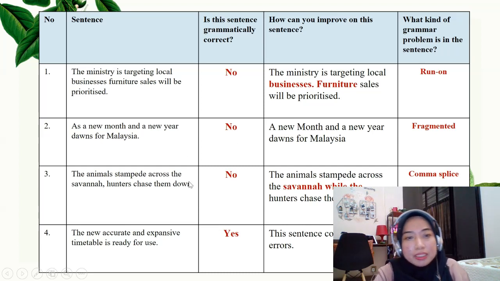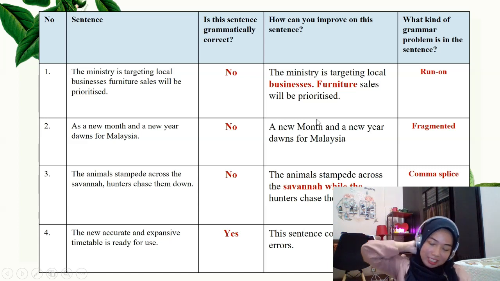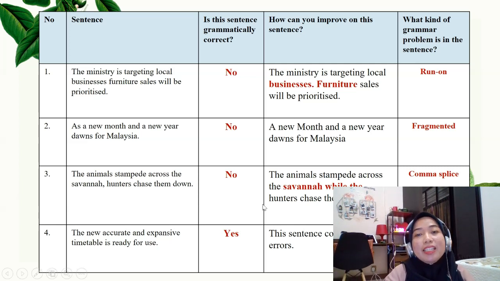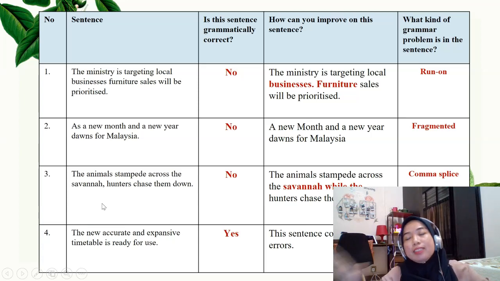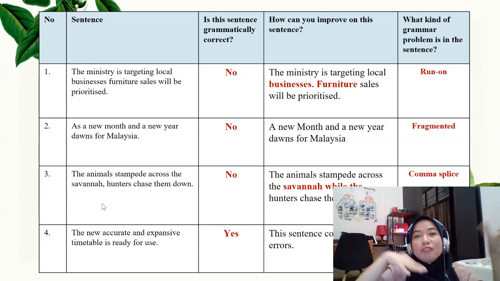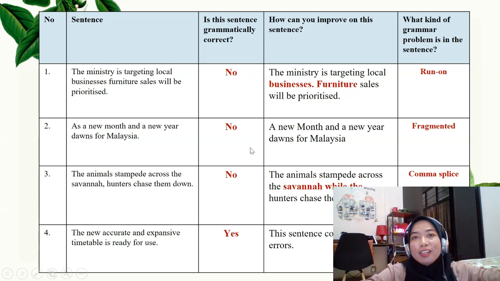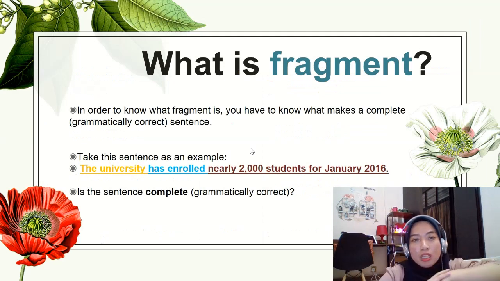Third one, the animals stampede across the savannah, hunters chase them down. So this is also a grammatically incorrect sentence. This is something that we call a comma splice. And lastly, the last sentence here is actually grammatically correct. Okay? So if you didn't get any of these, it's fine, chill, relax, it's okay. Hopefully at the end of today's class, you should know why these sentences are wrong and how to correct them. Okay? So firstly, let's talk about what a fragment is.